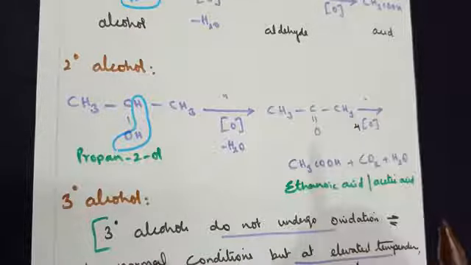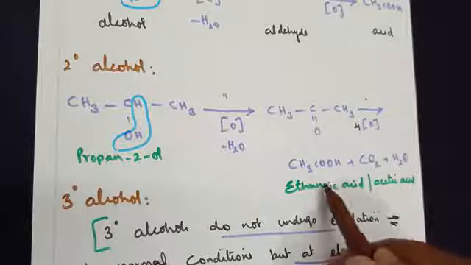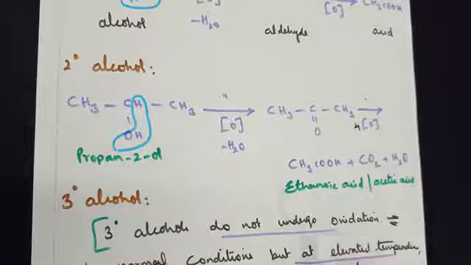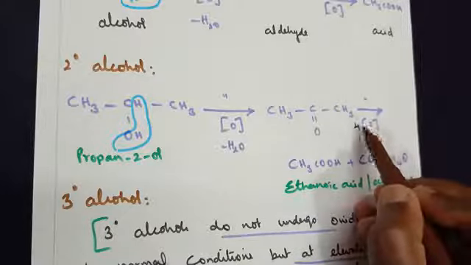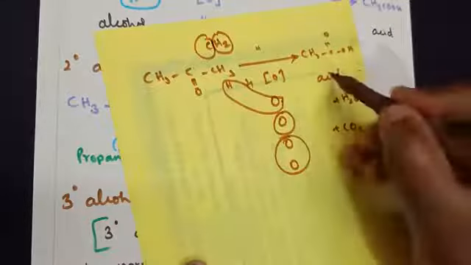Ketone on further oxidation gives you acid plus carbon dioxide plus water. So to balance the number of oxygen atoms, you need to take 4 oxygen atoms. Only then will you be able to show the products: the acid, water molecule and carbon dioxide.